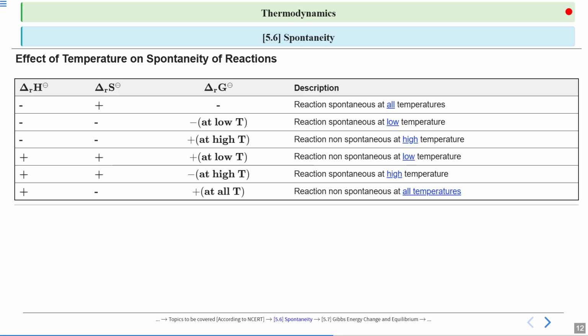I am telling it again and again: just try to get these points with the help of an example. Or you can take values, try to increase the temperature, keep different values, negative and positive, and try to deduce whether these results are true or not. So I'm leaving this task up to you.